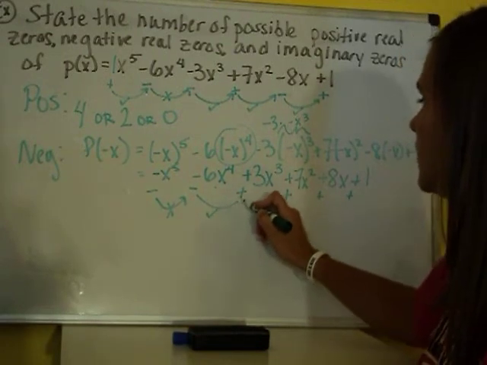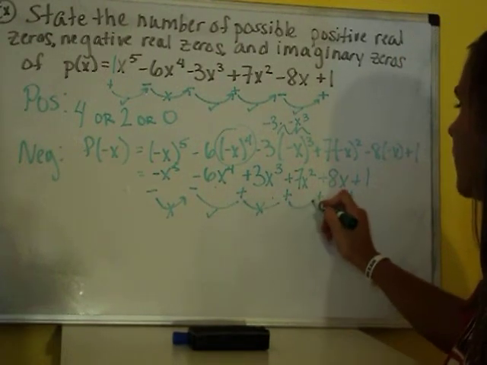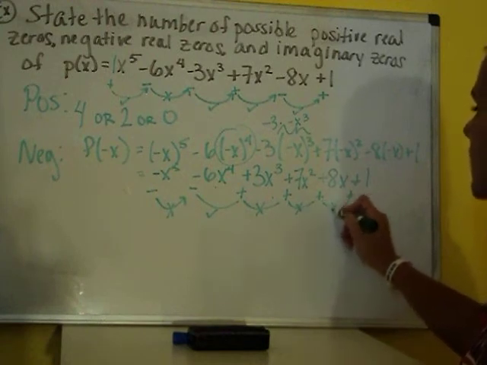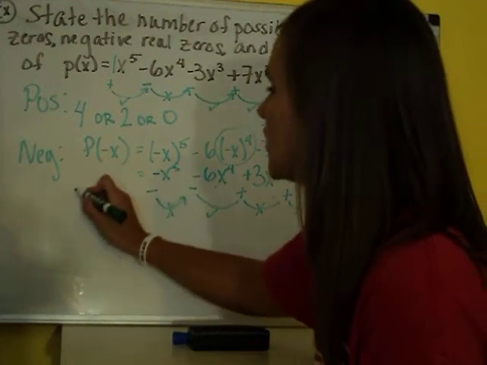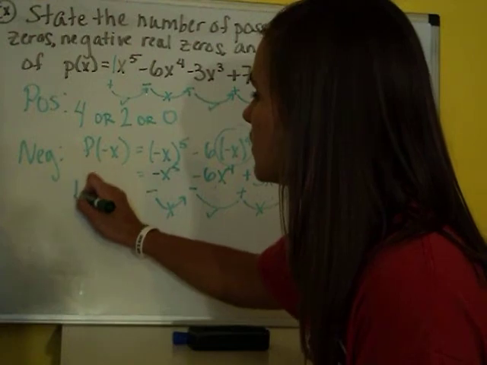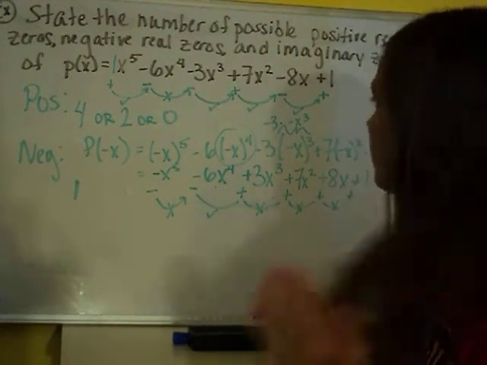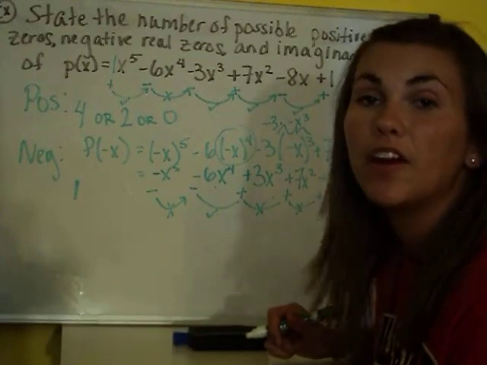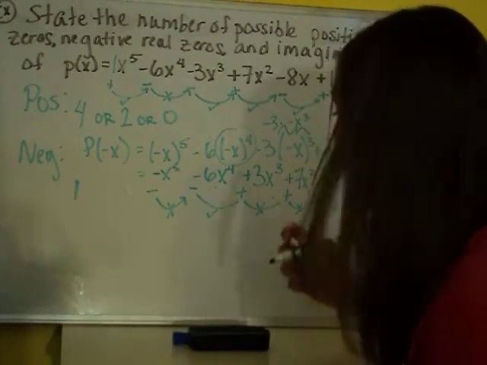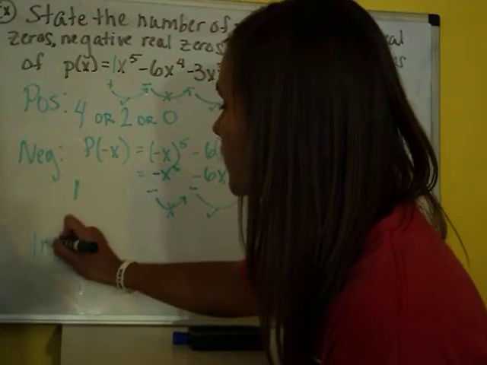Negative to positive is a sign change, then positive to positive, positive to positive, positive to positive. So here we only have one sign change. So possible negative roots is 1. Now, using our fundamental theorem of algebra, we want to figure out how many possible imaginary roots we're going to have.